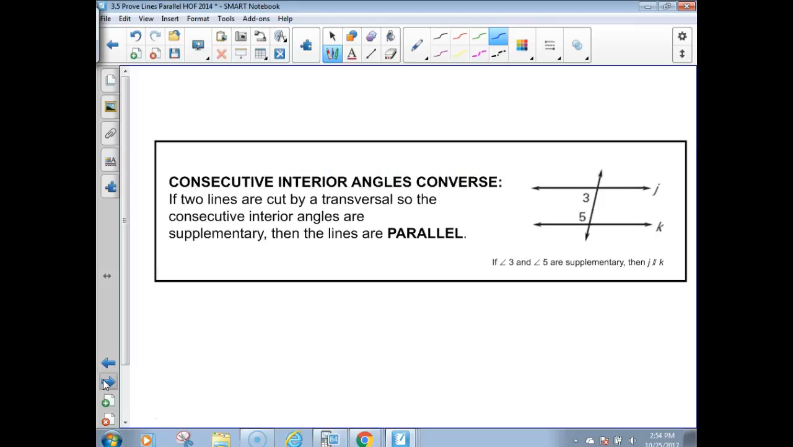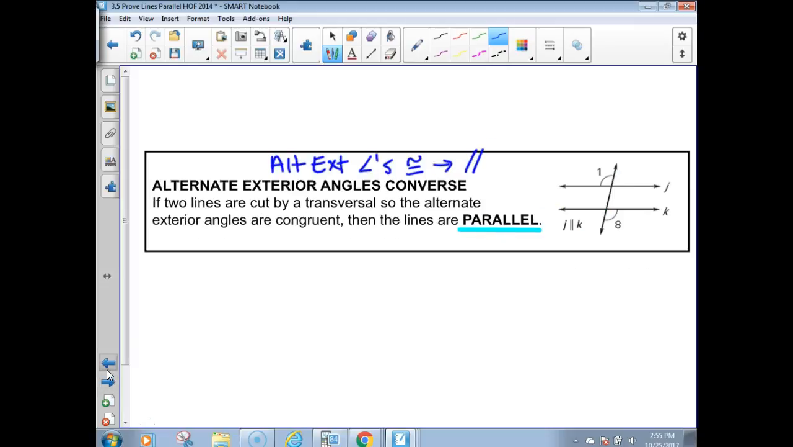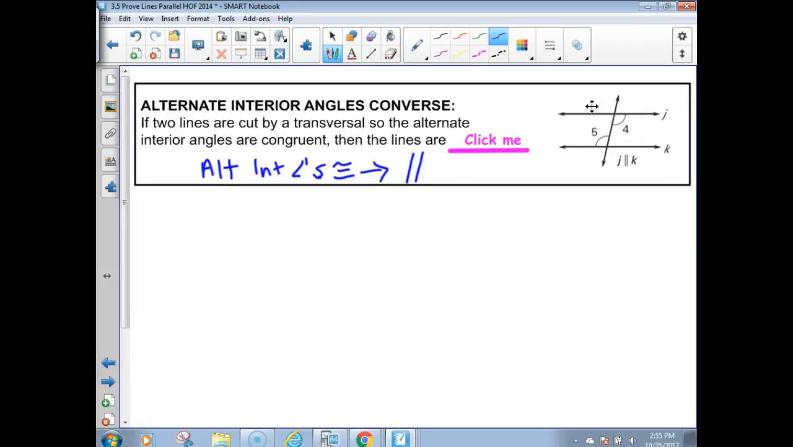And finally, the consecutive interior angles converse says that if consecutive interior angles are supplementary, then you have parallel lines. Remember that 3 and 5, if those are supplementary, then J and K must be parallel. Same side of the transversal. Back here, these were on the exterior, and this was on the interior. This is the one where you have the backwards Z or the S.